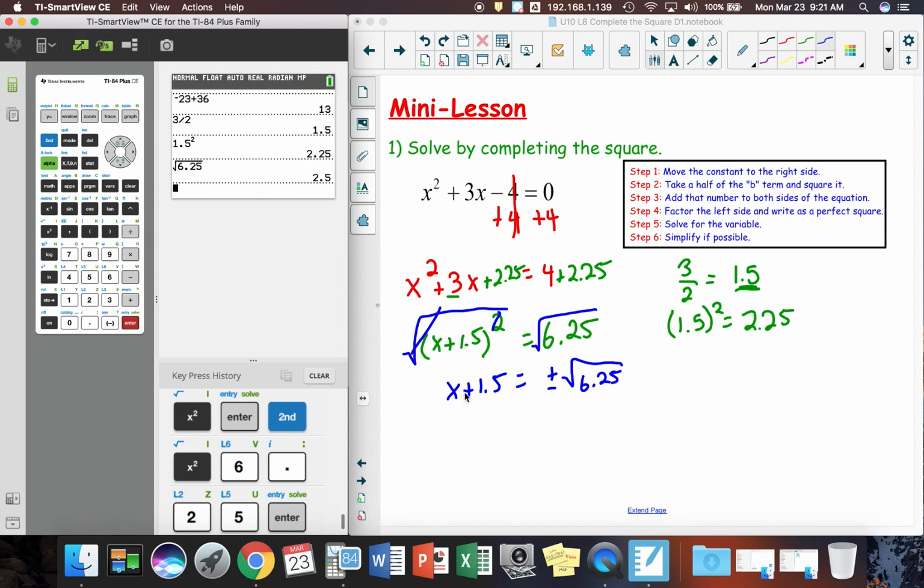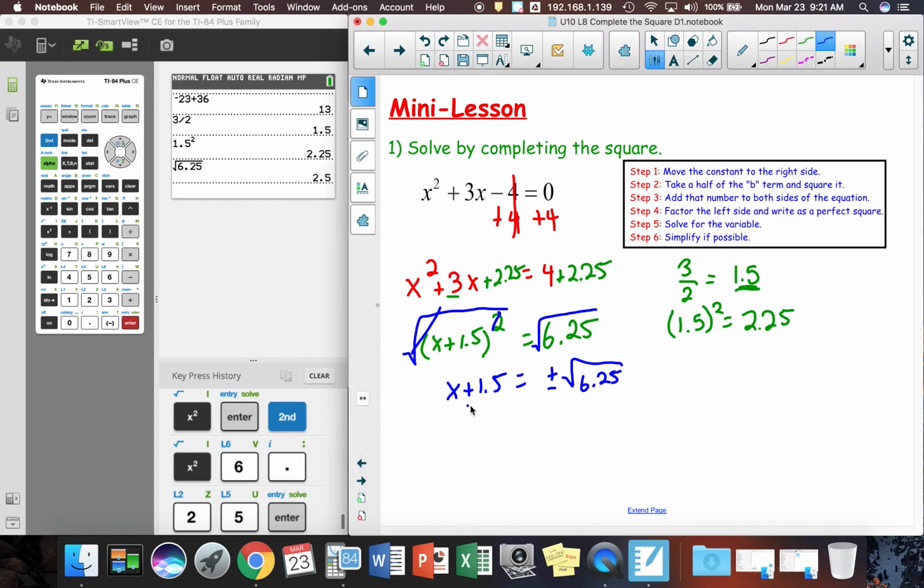But for now, I'm going to continue the process. I subtract 1.5, subtract 1.5. X equals negative 1.5 plus or minus. Now instead of the square root of 6.25, I'm going to write 2.5. Now we have numbers here. We don't have any radicals, so we can simplify this further.